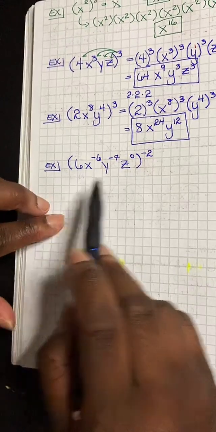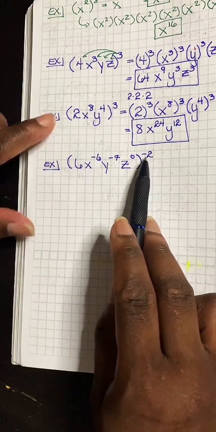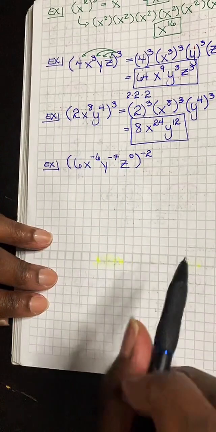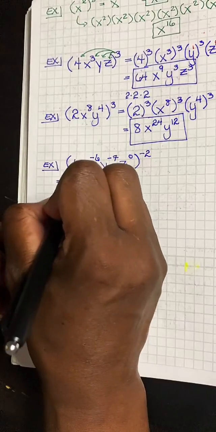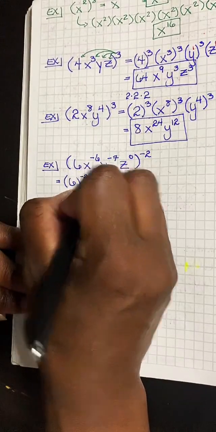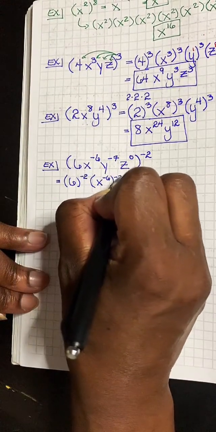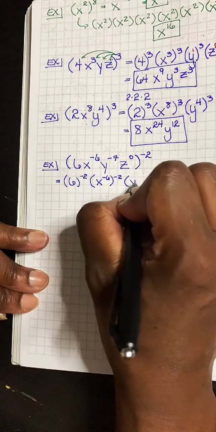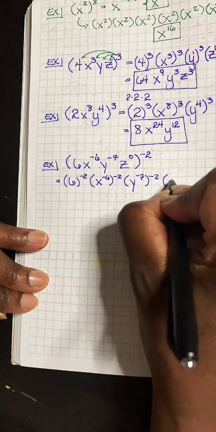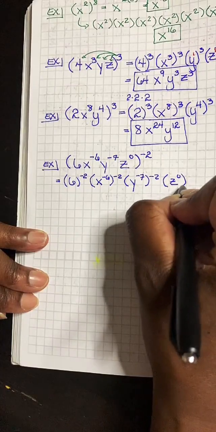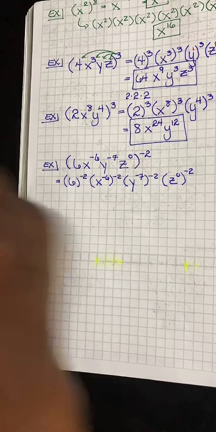So first thing, this is being raised by a negative exponent. So just like what we did with the other ones, I'm going to put it down here because we don't have that much room. I'm going to take the 6 and raise that to the negative second power. I'm going to take my x to the negative 6 and raise that to the negative second power. I'm going to take my y to the negative 7th and raise that to the negative second power. And then I'm going to take my z to the 0 power and raise that to the negative second power.